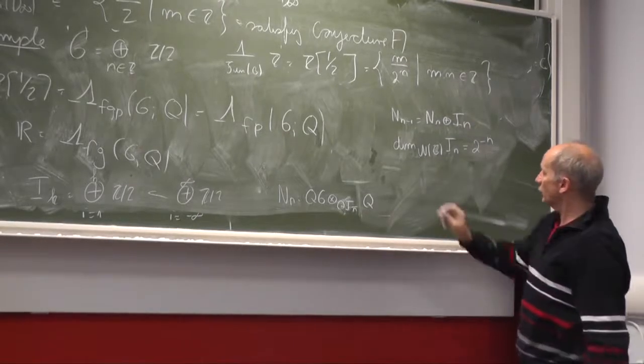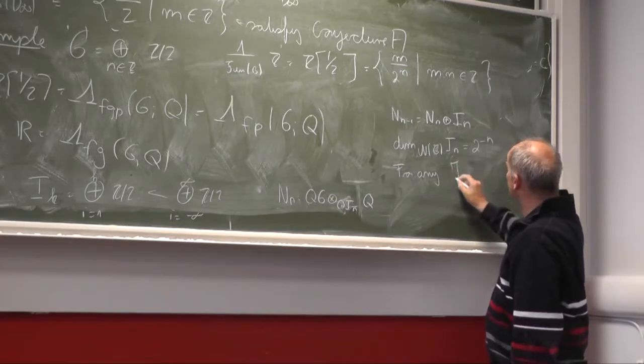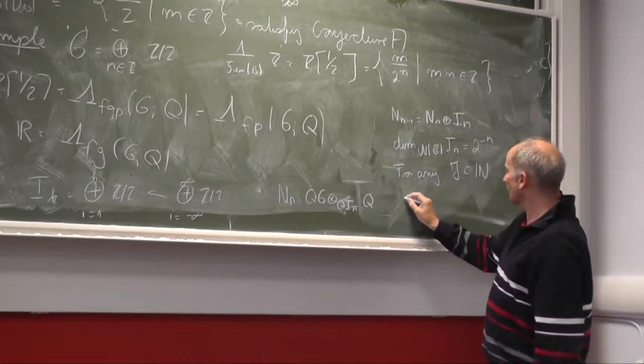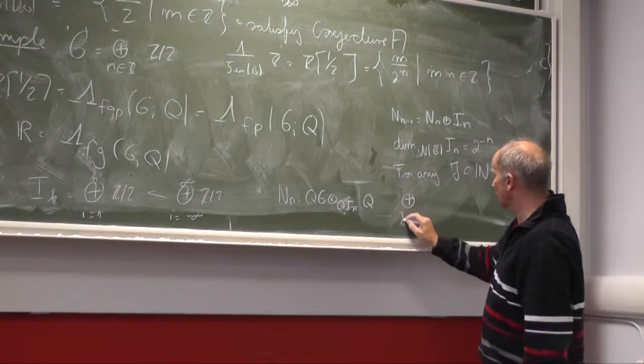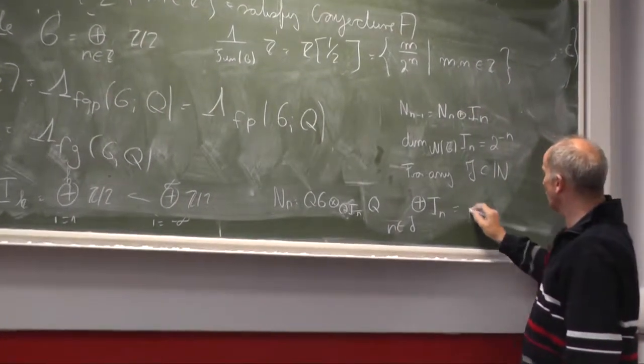And these E_n are disjoint. So for any index set J in the natural numbers, I may look at this disjoint union. Call this M_J.